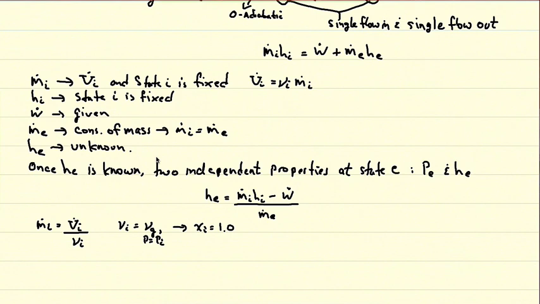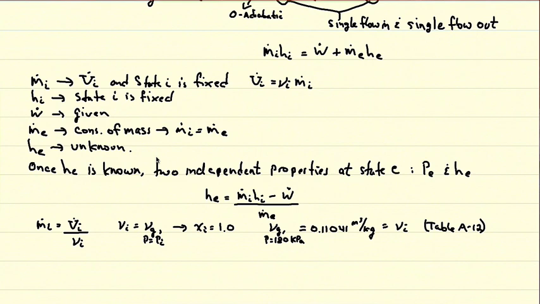I can go to my saturated table for R134a, and I can look up that VG at a pressure of 180 kPa is equal to 0.11041 cubic meters per kilogram. And that, of course, is equal to VI. Okay, I got that value from table A-12 in case you want to look that up.